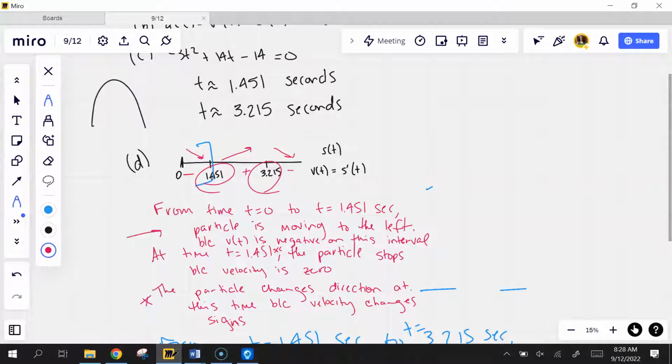Same thing with 24, but you just did the absolute value of velocity. So any other questions there? Y'all okay? How you feel about particle motion so far?